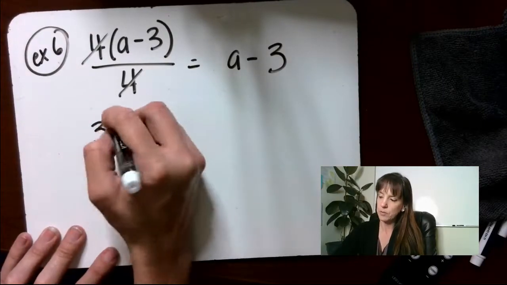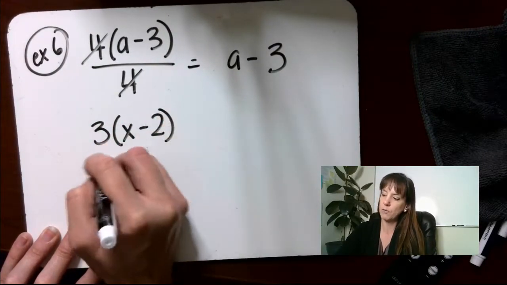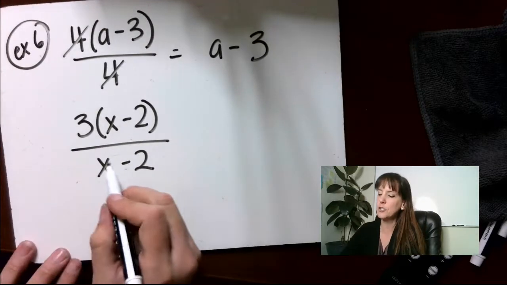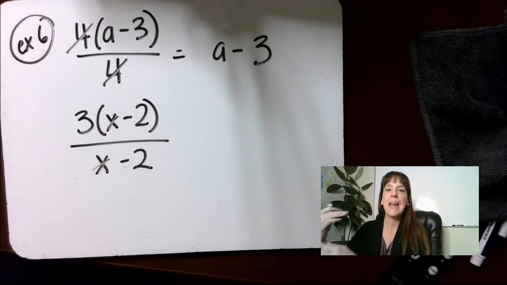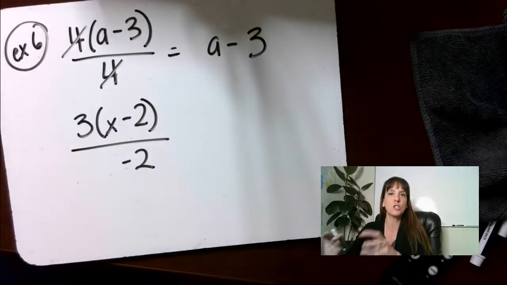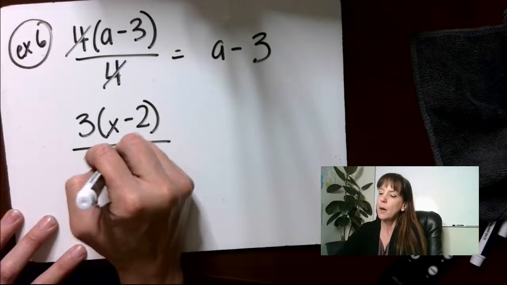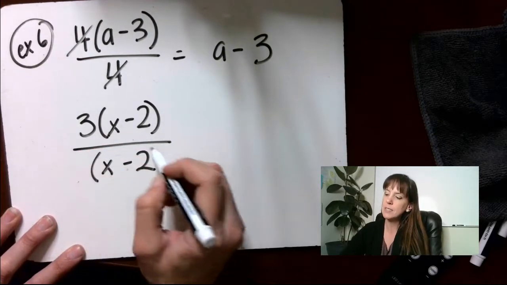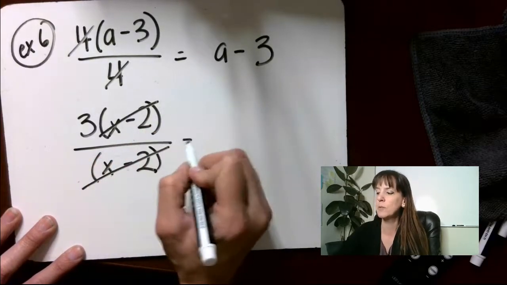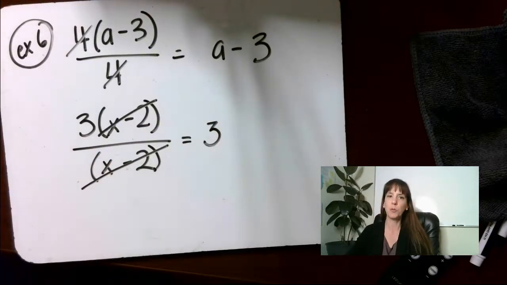Same with this next one, 3x minus 2 over x minus 2. Now, what I cannot do here is just cancel like this. It has to be a whole chunk that we're multiplying by. If there's any addition or subtraction, we won't be able to do that. But take a look here. If I throw some parentheses around this, I can get rid of this whole chunk and this whole chunk, which means it reduces down to 3, okay?